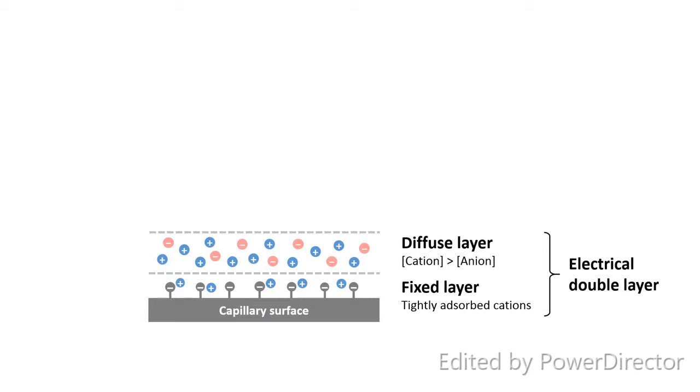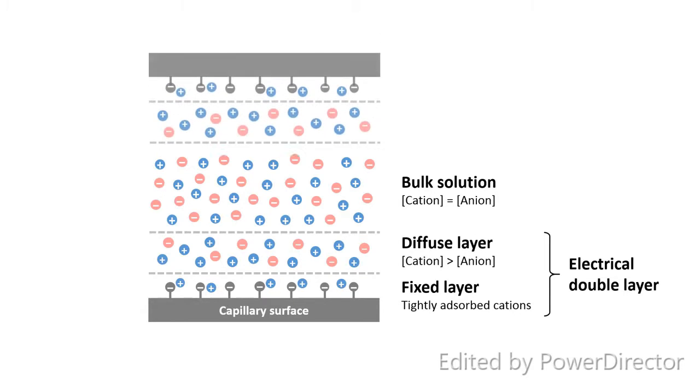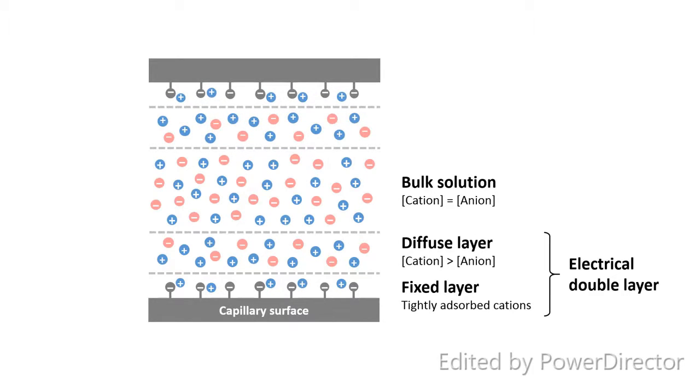At the center of the capillary tube is the bulk solution, where the concentration of the cations and anions are about the same. To complete the cross-section of a capillary, we have the diffuse layer and the fixed layer at the other end too.